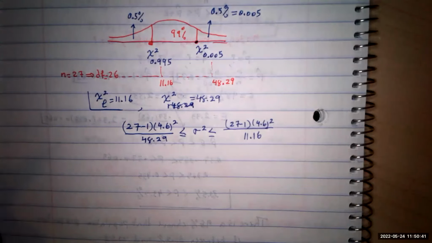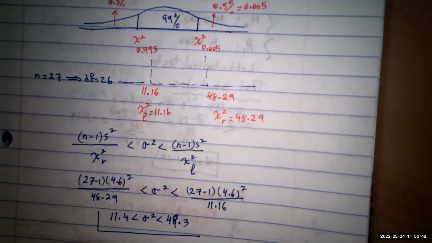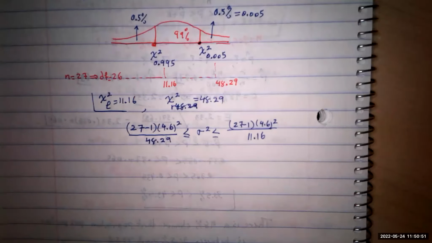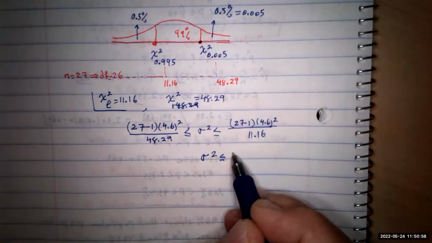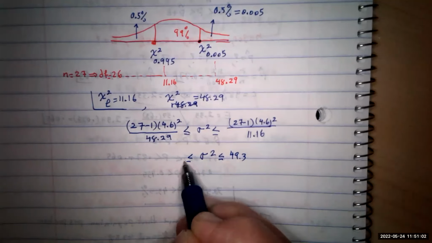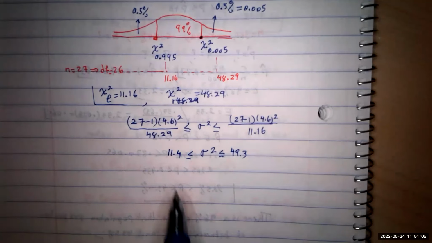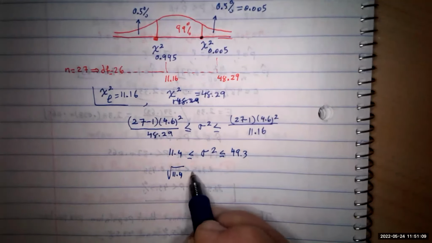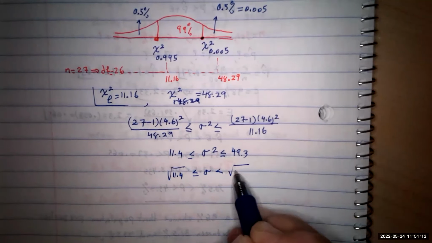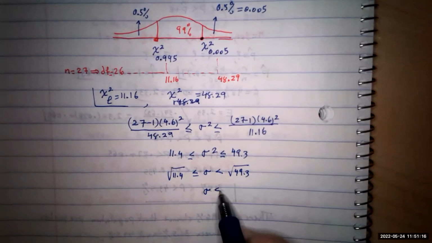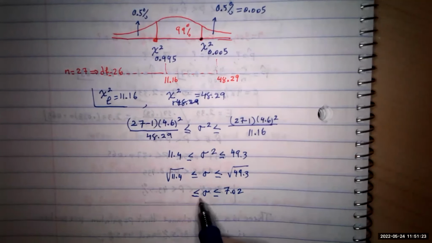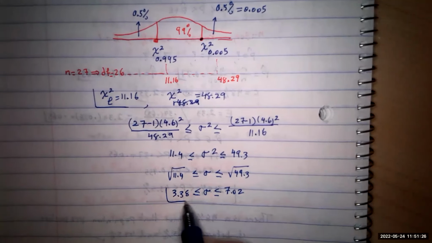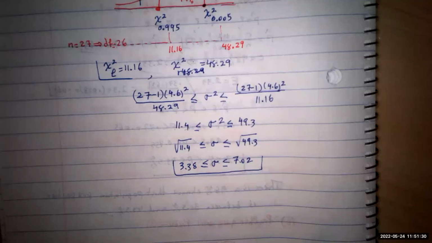And that was question number 4A. You see, that's it. You already have the solution. That's the 4A that we did. Okay, just repeat this one to finish it. So the sigma squared is less than or equal to 49.3, and that would be greater than or equal to 11.4. You take the square root of 11.4. That gives you the sigma, and the square root of 49.3. So the numbers are going to be 7.02, and that would be 3.38. Okay, so that would be the confidence interval for the standard deviation.